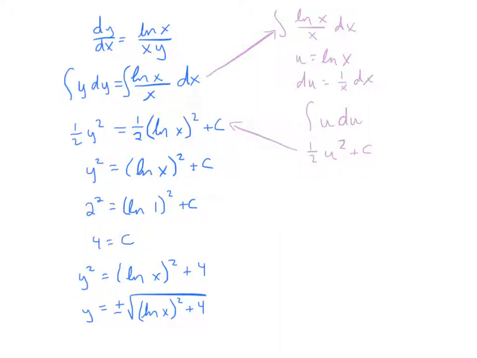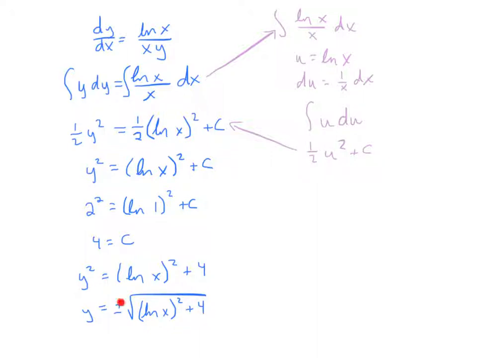And now I can put that back into this equation. And I get y squared equals natural log of x squared plus 4. And then I can take the square root of this, so we get my final solution, y equals plus or minus the square root of natural log of x, quantity squared, plus 4.